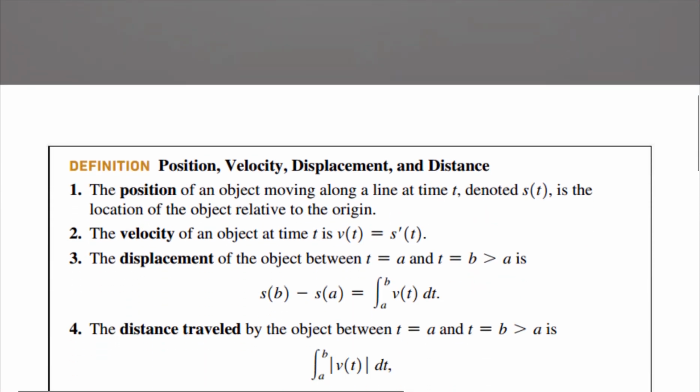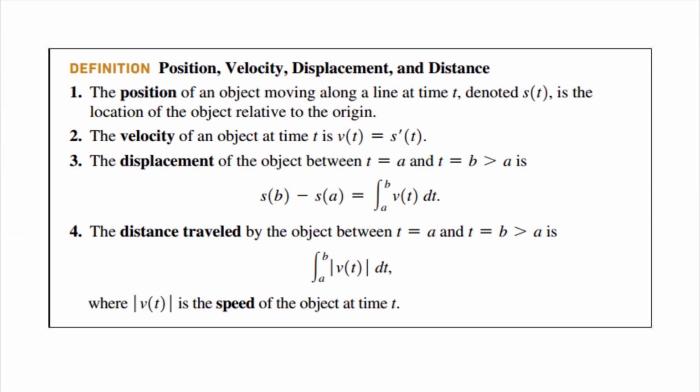Now we're going to begin with a definition. Position, velocity, displacement, and distance. So we have the position of an object moving along a line at time t. So S of t is our position function. And it's talking about the location relative to its origin. The velocity is the derivative of the position function. And if you took a derivative on velocity, you'd get the acceleration function.